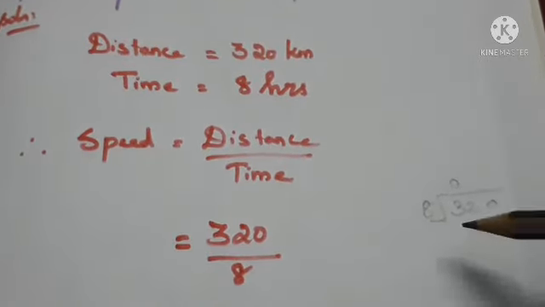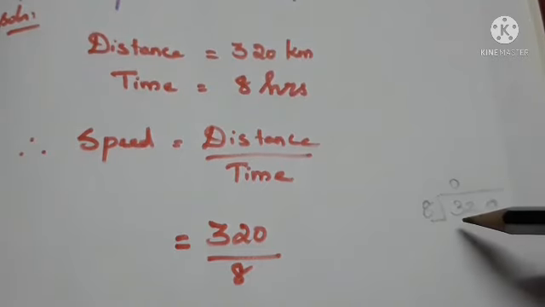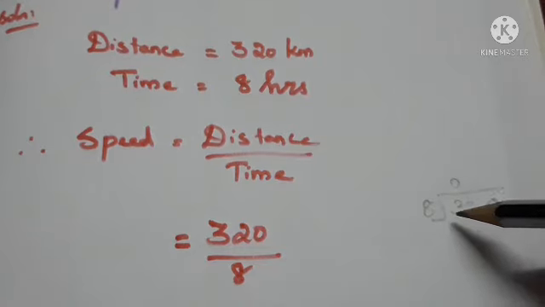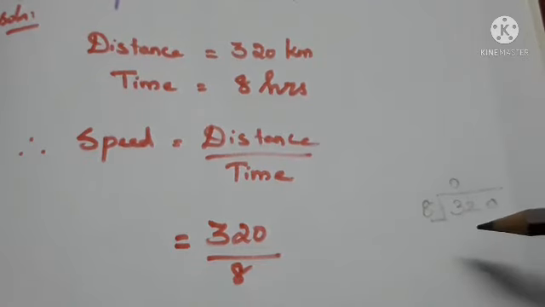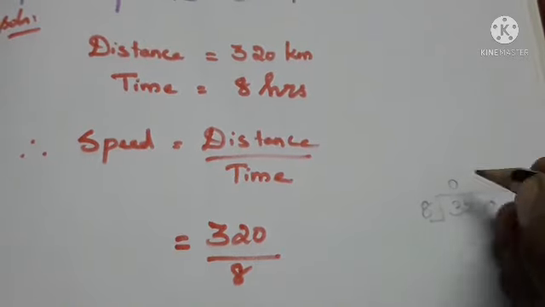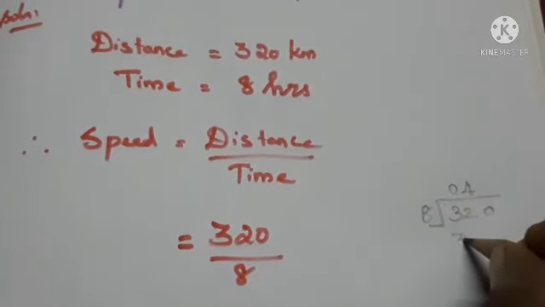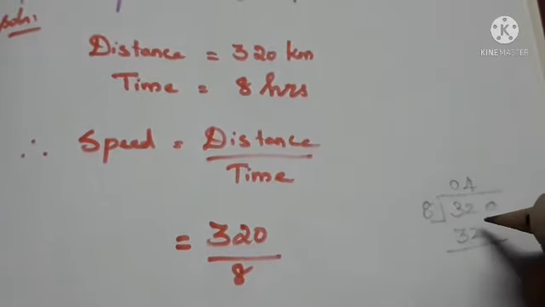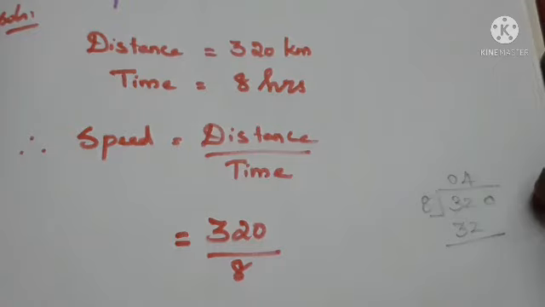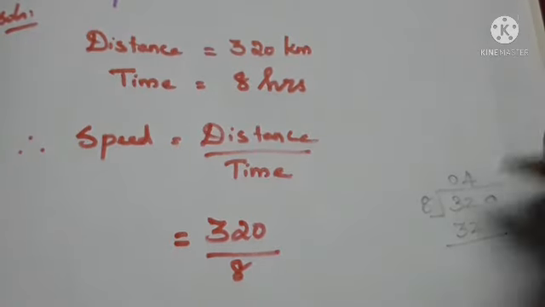Next we take the next number together. We have 2 there, so 3 and 2 become 32. In 32, how many 8s are there? Do you know the 8 table? 1 8 is 8, 2 8s are 16, 3 8s are 24, 4 8s are 32. So we write 4 in the quotient. Now we subtract 32 minus 32. 32 minus 32 is what? 0.